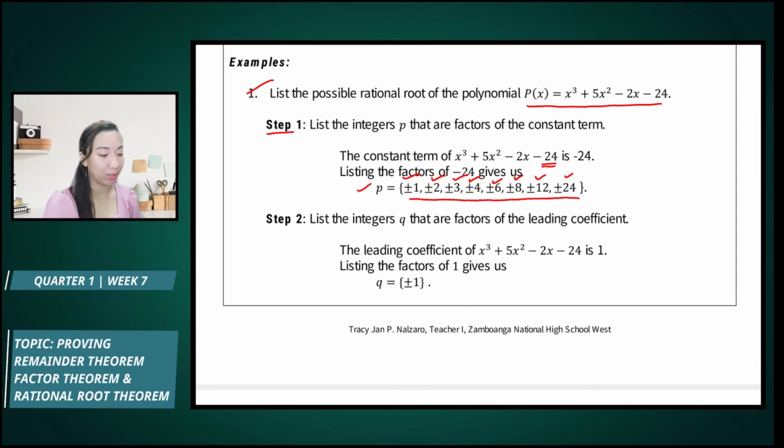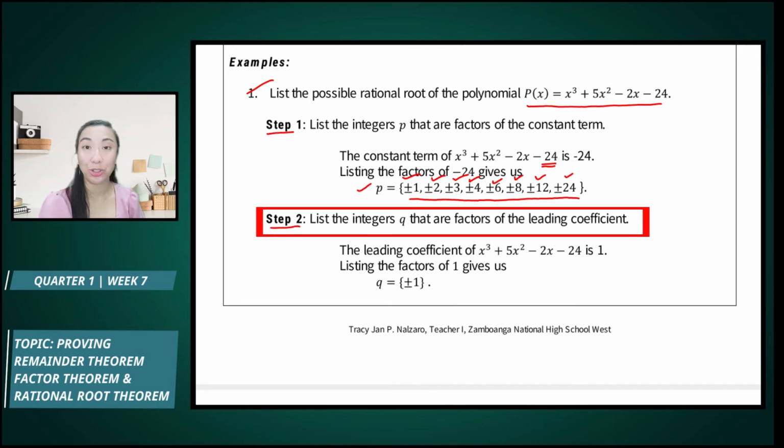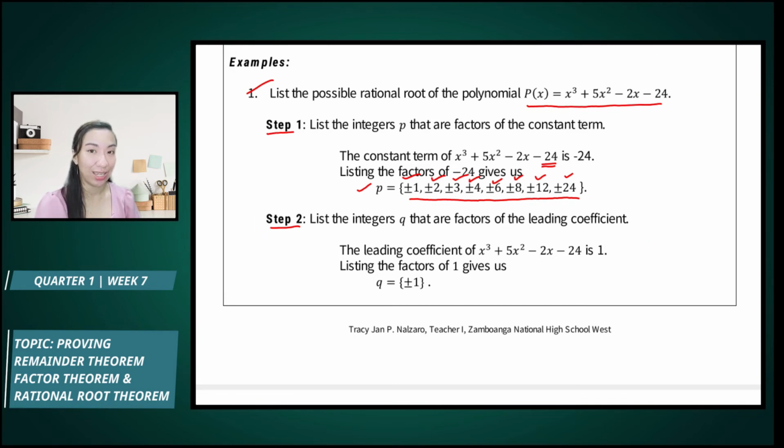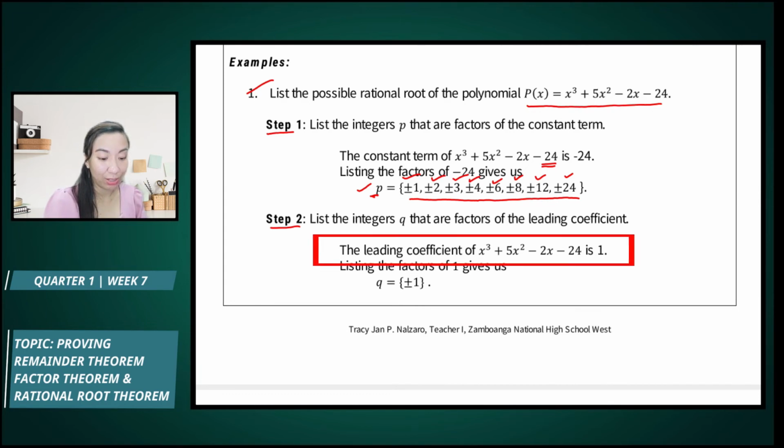Okay, so once done, let's proceed with step number 2. List the integers q that are factors of the leading coefficient. Okay, kung si p, kanina, si p are all factors of the constant, our q will be the factors of the leading coefficient. So in this case, the leading coefficient of the given polynomial x cubed plus 5x squared minus 2x minus 24 is equal to 1. Saan nanggaling si 1? Okay, since the leading term is x cubed, and we know that the coefficient of x cubed is equal to 1. Therefore, 1 is the leading coefficient.